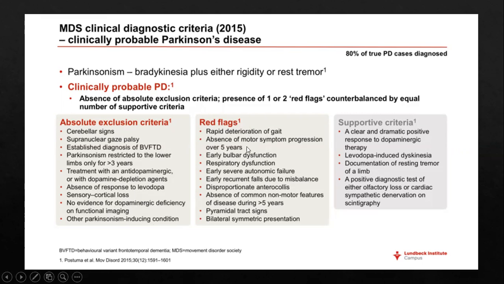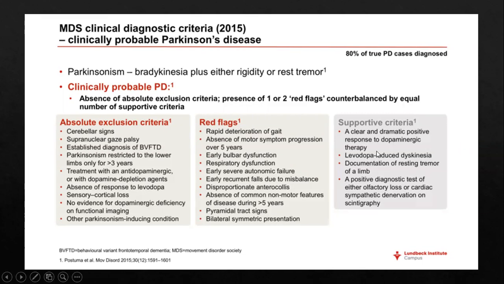Rapid deterioration of gait, absence of motor symptom progression over 5 years, early bulbar dysfunction, respiratory dysfunction, early severe autonomic failure, early recurrent falls due to imbalance, disproportionate antecollis, absence of common non-motor features of disease during more than 5 years, pyramidal tract signs, bilateral symmetric presentation.